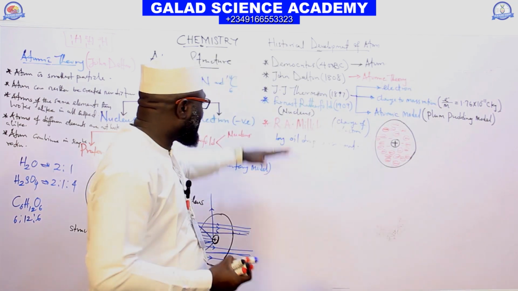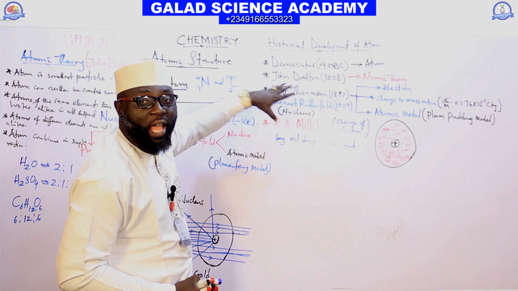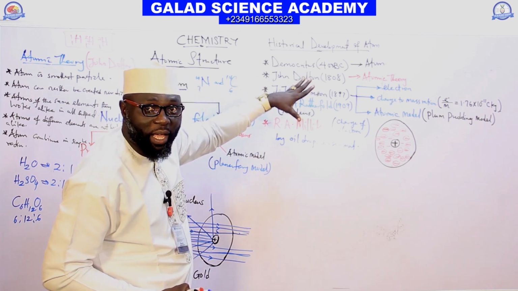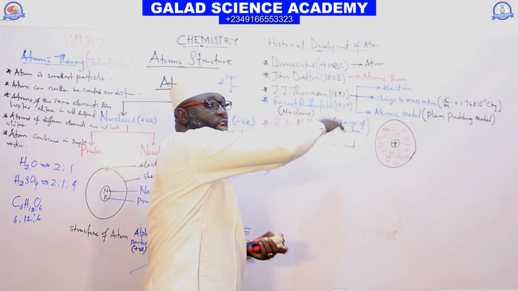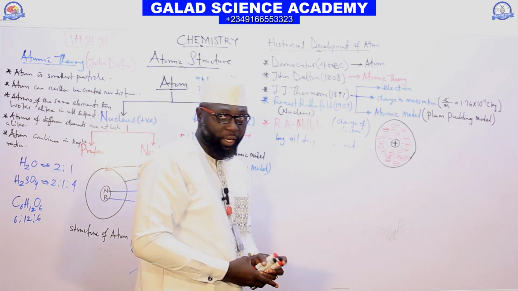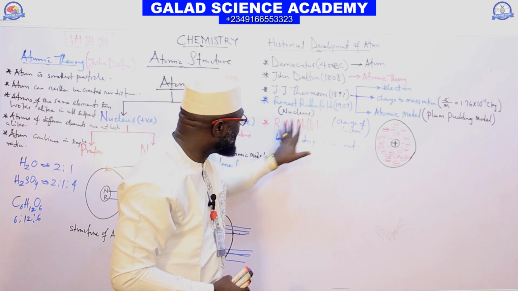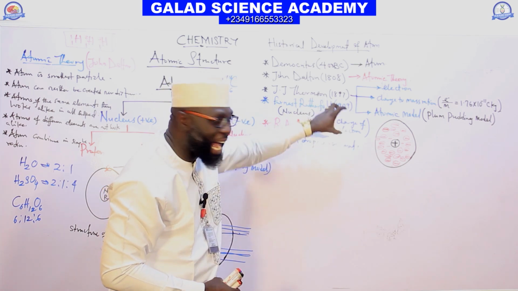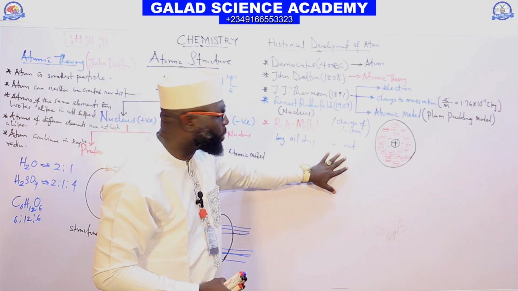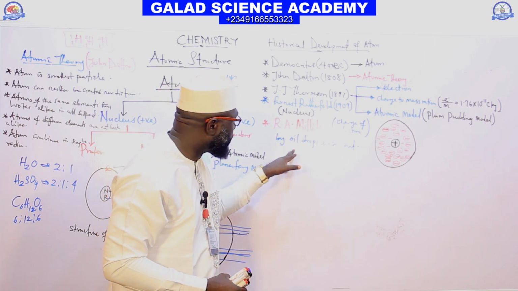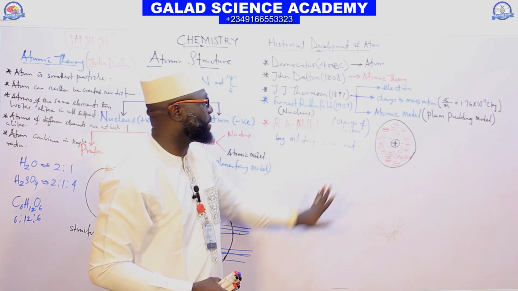So Lord Rutherford is the one that used the alpha scattering experiment to discover the nucleus of an atom, and he also has his own model called the planetary model. But R.A. Millikan discovered the charge of an electron by the oil drop experiment.